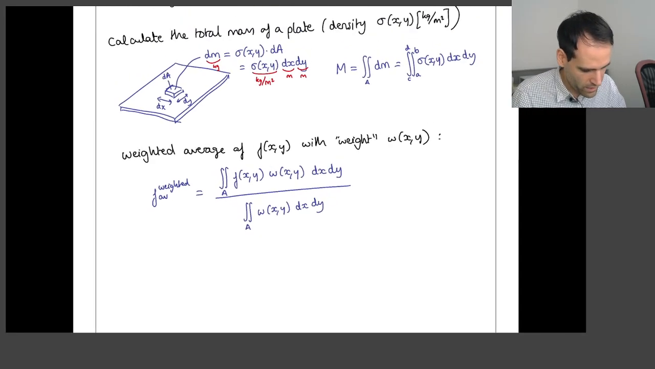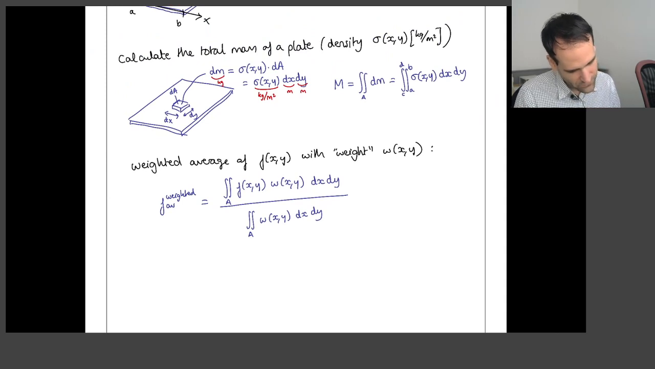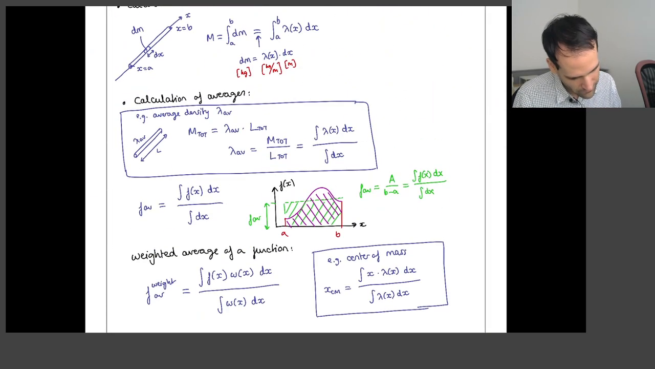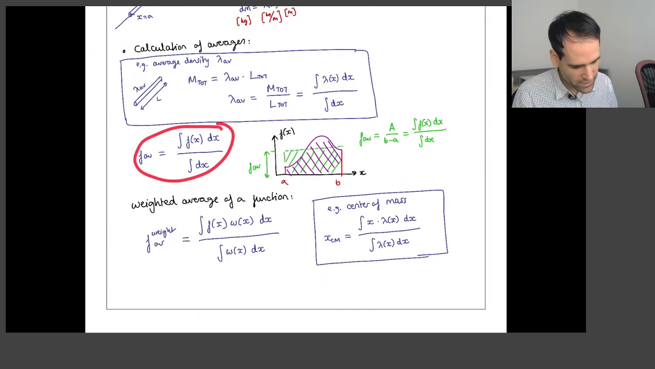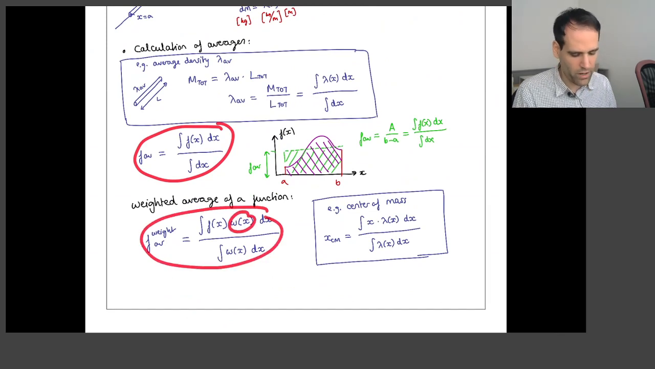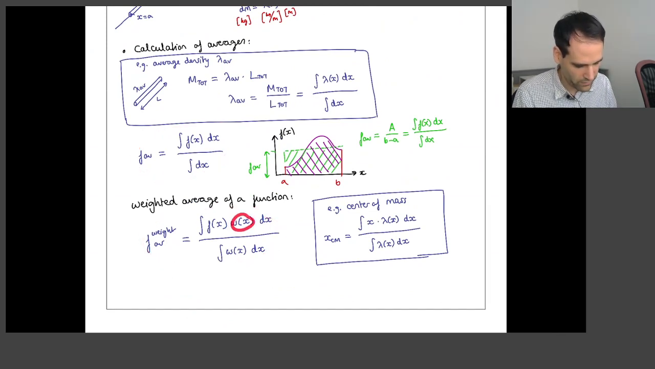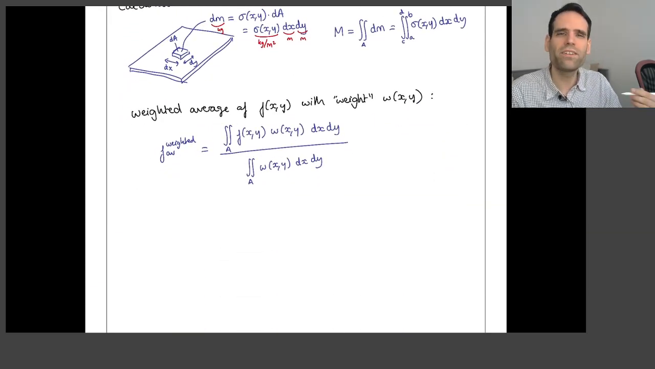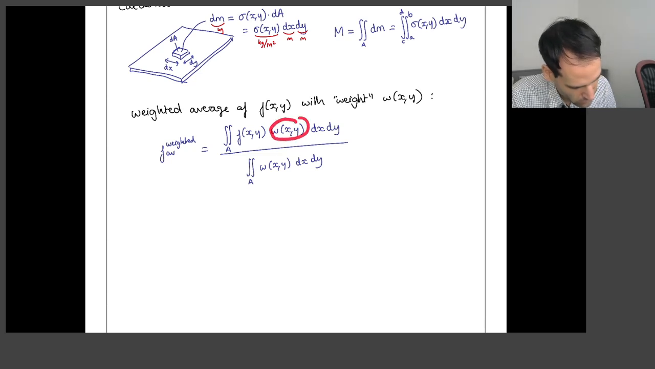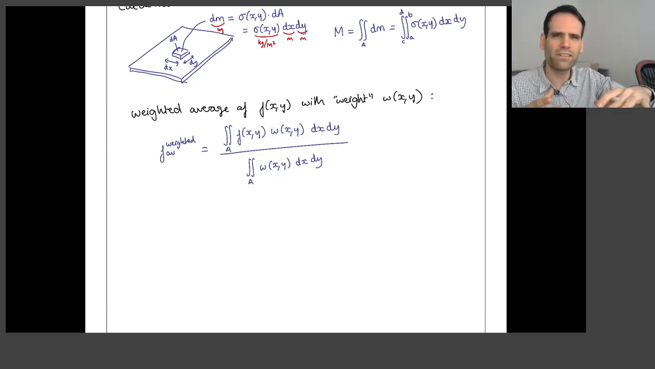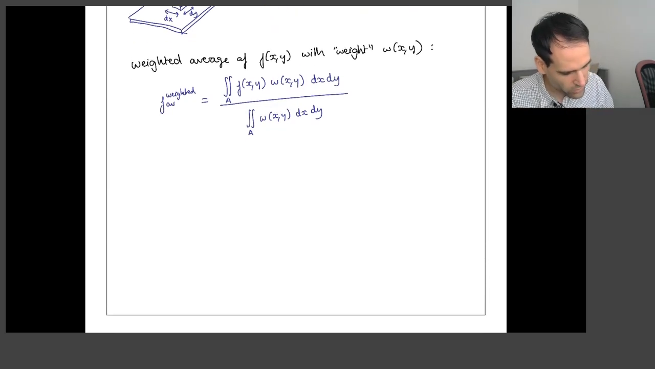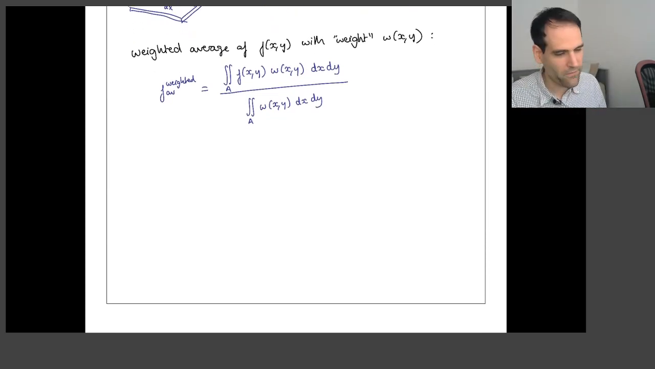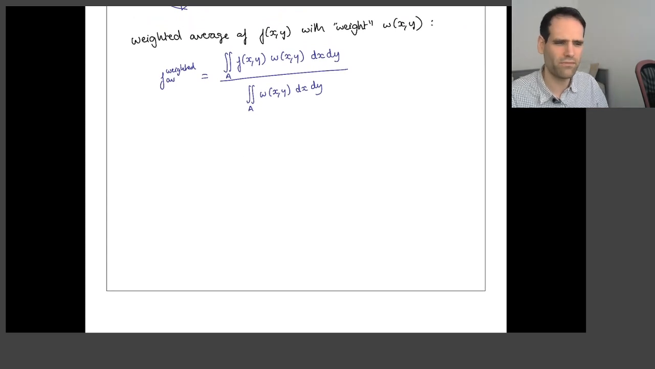Okay, and I do not need to copy the equivalent expression for the average, because the average is just the weighted average when the weight is equal to 1. You can see that if you substitute 1 here and here, you end up with this. Okay, so also here you could calculate the average of a function just by setting w equal to 1, and that will be the average, for example, the average density of a plate. Okay, and you can also use it to calculate the average position, the center of mass of a plate.